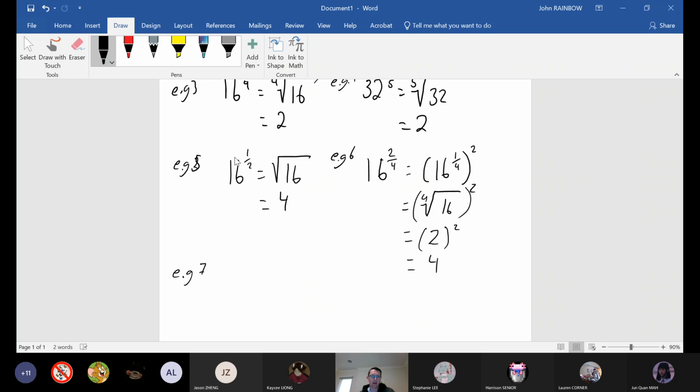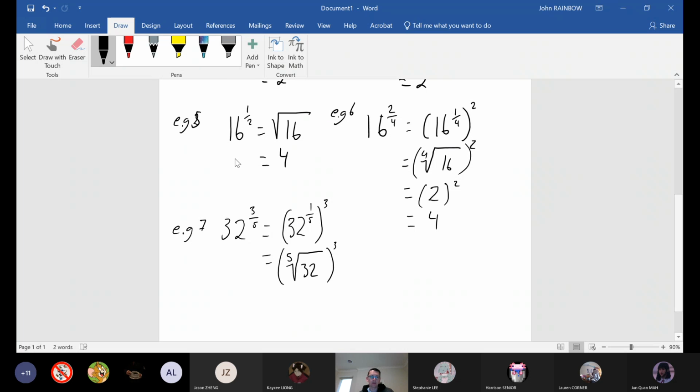So if I have 32 to the power of 3/5, that actually equals 32 to the power of a fifth, cubed, because when I multiply that, that's going to make it 3/5, because you multiply the indices together. Now I know that is the 5th root of 32. The 5th root of 32 is actually 2, and then we're going to cube that. So that equals 2 cubed, which equals 8.